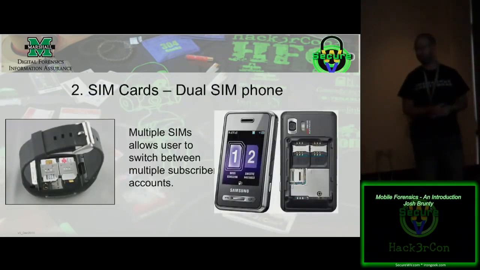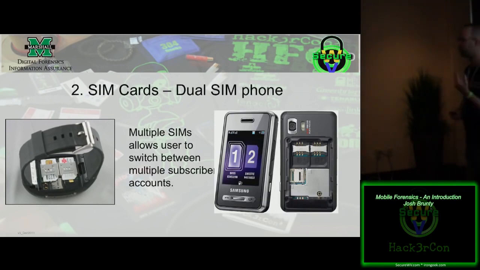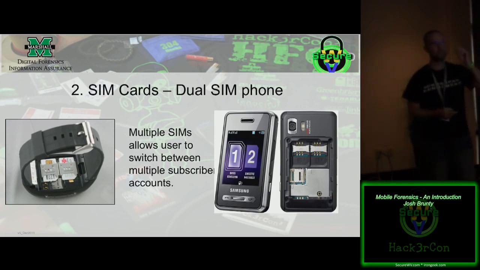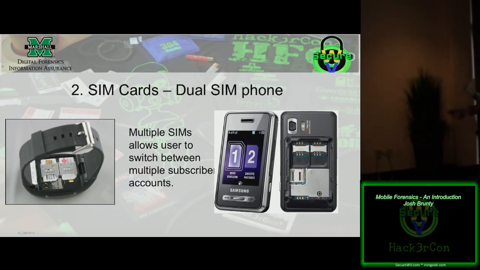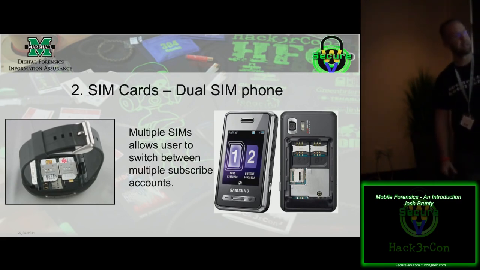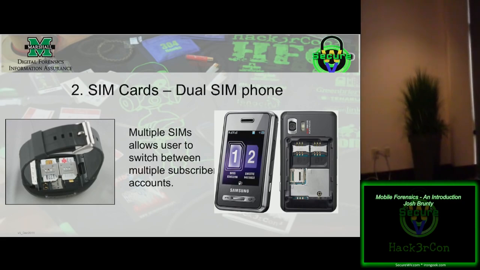Another thing that is on the radar, and it has been for a number of years, is the dual SIM phone. We seem to kind of bury our head in the sand and say, well, they don't exist. They do exist, and they are on the market out there. What they do is they allow you the ability to switch between multiple subscriber accounts. So you can have phones that have dual SIMs in them. This is a watch, for example, that has two SIM cards. Here is a phone that has two SIM cards under the battery that you can pop in there.